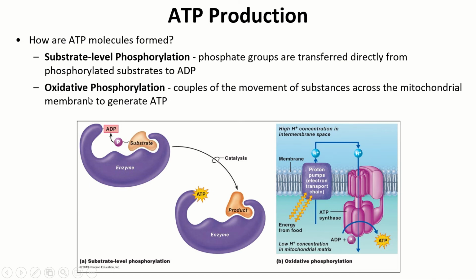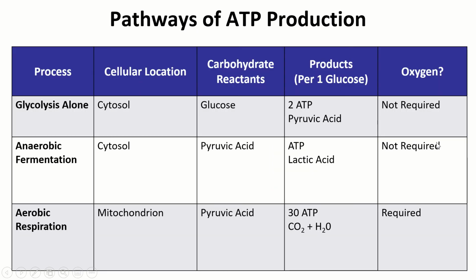Then you have oxidative phosphorylation. Oxidative phosphorylation for us is going to couple the movement of substances across a mitochondrial membrane to generate ATP. We're going to see a really complex setup within the mitochondria of our cells that allows proton pumps within the membrane to generate a proton gradient. That proton gradient is going to power an enzyme known as ATP synthase, and that's what's going to generate a large number of ATP. This has a bigger bang for your buck, if you will, than substrate level phosphorylation, but we're only going to see it at one step in this process.